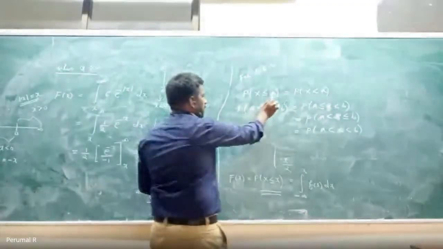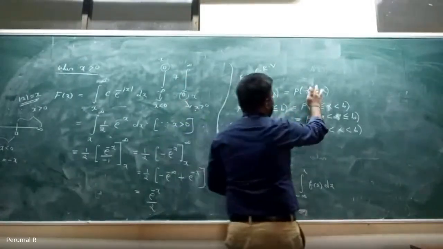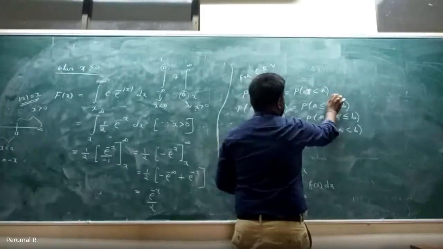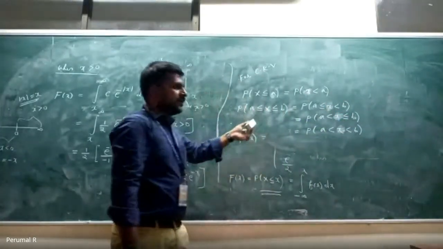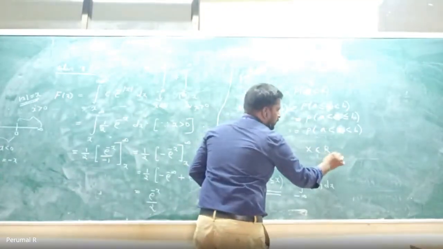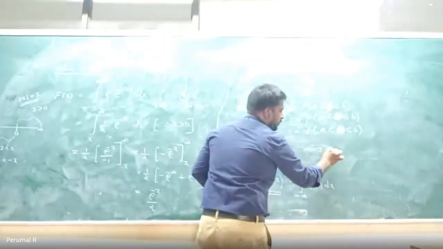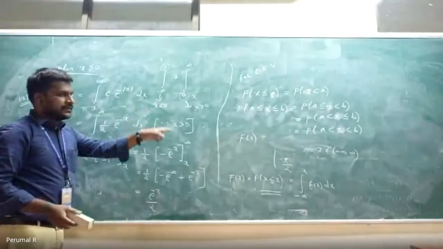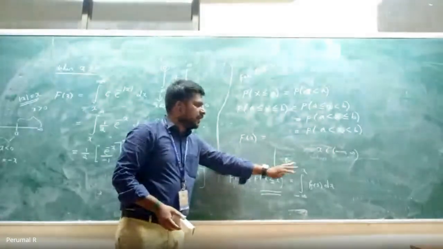Don't substitute here. X less than or equal to a means you are writing X less than a here. X belongs to the range space of the variable, minus infinity to infinity. So in your first case, X less than 0 means e power x by 2, and X greater than 0 means e power minus x by 2.